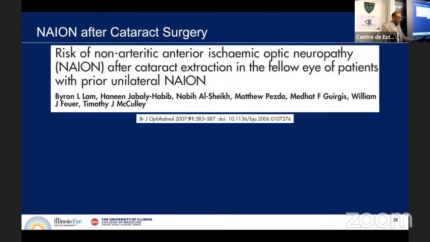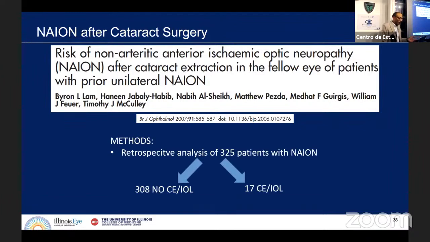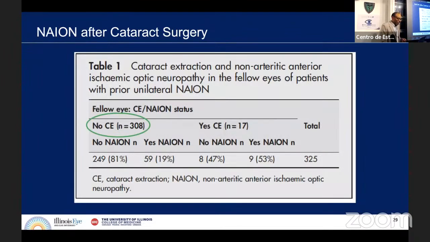And I don't know how much you talk about this, but there is a risk of NAION after cataract surgery. Patients have come to me after they had cataract surgery NAION. They're talking about cataract surgery in the other eye. They're like, should I do it or not? And this study from 2007 kind of looked at this. And the numbers are not great, right? Only 17 of these patients. But it turns out that the risk is much, much higher in eyes that get surgery than eyes that don't.